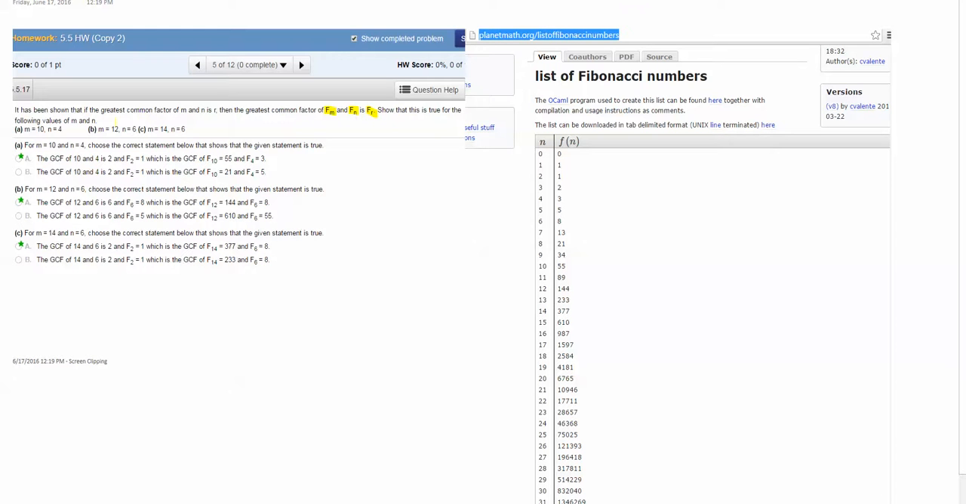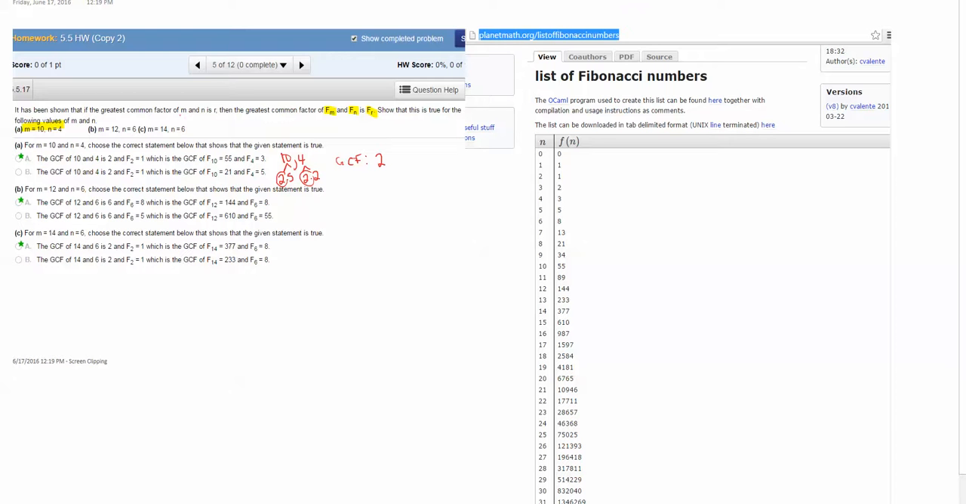So let's break this down by looking at part A, where we look at m is 10 and n is 4. Let's find the GCF for those two numbers. For 10 and 4, if we break these numbers down, 10 is divisible by 2, you get 2 times 5, and 4 can break down as 2 times 2. And that's as far as we can break down the factorization of those numbers. So the greatest common factor is 2, which they both have in common. 2 is the largest number that will divide into 10 and 4.